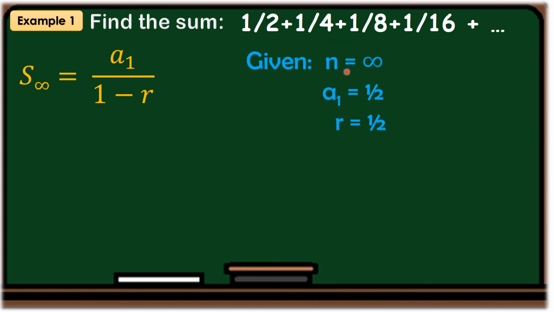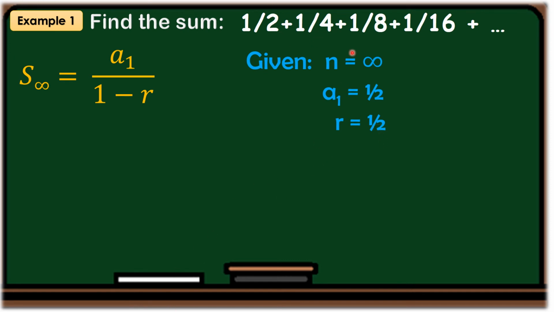Let's have the following given. n is equal to infinity. It's the infinity symbol. Take note, whenever we are solving an infinite geometric sequence, always put the infinity symbol as the number of terms. n is equal to infinity. Now, a sub 1 is 1/2. It's obvious, it's the first term here. Then r, the common ratio, is 1/2 because if you divide 1/4 by 1/2, the answer is 1/2.